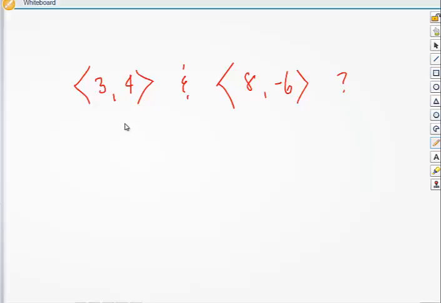Do you suppose it's always going to be that easy to detect? Of course not. What about this one? Are these orthogonal? 3, 4, and 11, comma, negative 8.25.